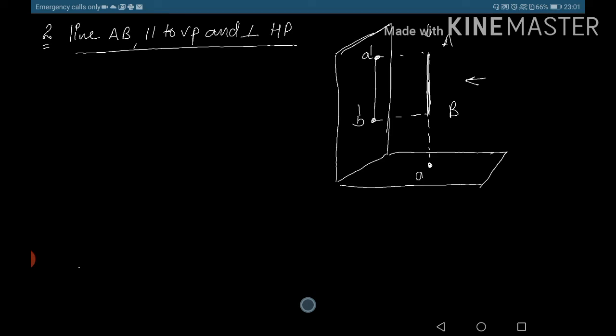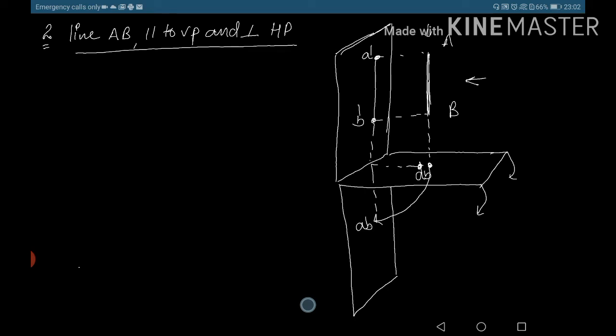Okay, and on the HP, AB. Is it clear? Okay, now after rotation by 90 degree, this plane will come down. Okay, so this point also rotates by the same distance. Okay, so this is the AB point.